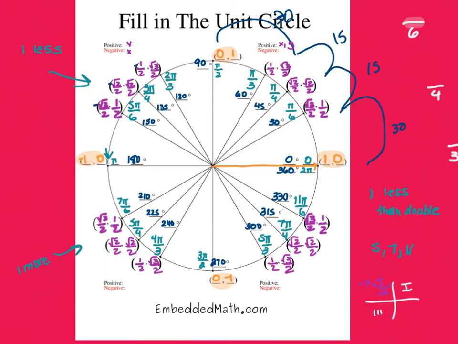In the third quadrant, what are my signs? Negative. Both negative. So all of those coordinates get a negative. And in the fourth quadrant, positive, negative. Positive x, negative y.